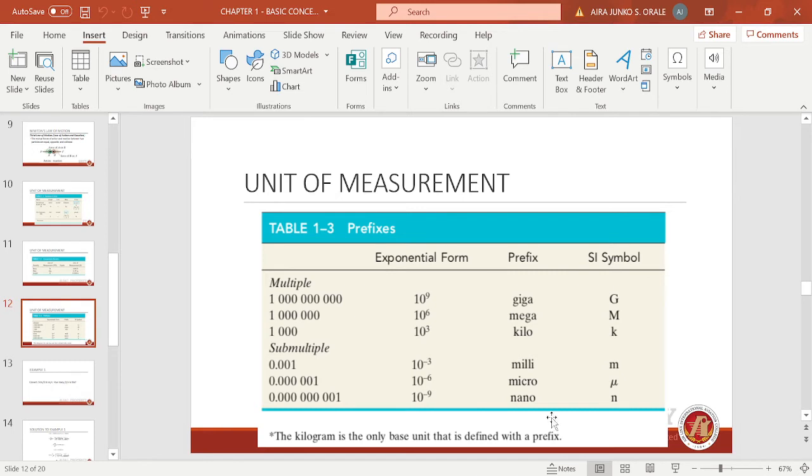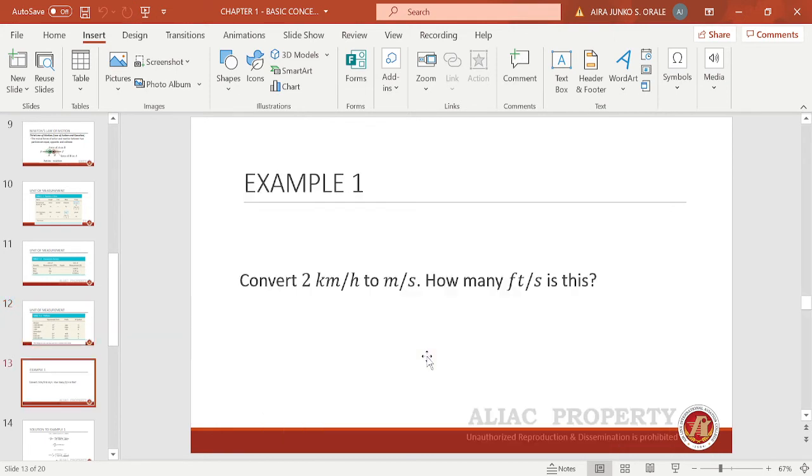And the kilogram is the only base unit that is defined with the prefix kilo, 10 to the power 3. If it is in 1000 units, we can just convert it into 1 kilogram. So we have some examples here. You can use these examples to solve the questions that you will get in the activities after I complete chapter 2.